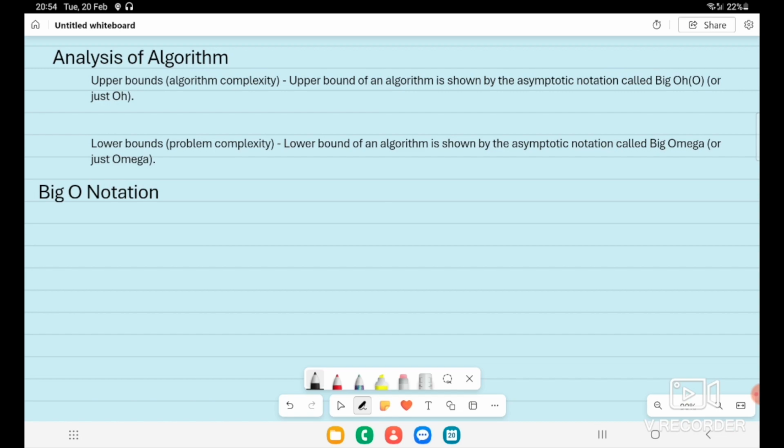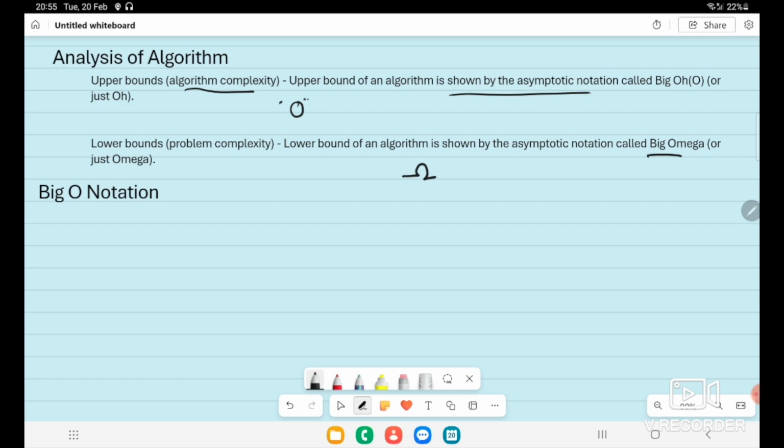So upper bound is used to find the algorithmic complexity and the lower bound is used to find the problem complexity. The upper bound of the algorithm is shown by the asymptotic notation called big O notation. If you find the complexity of an algorithm, usually we denote it as big O notation, capital O. And if we are interested in finding the lower bound complexity, then it is denoted as big omega, or just omega notation.